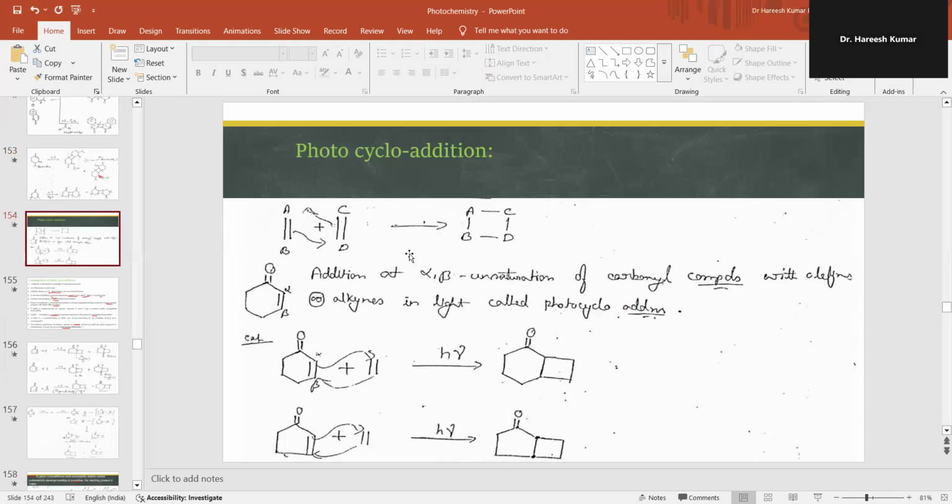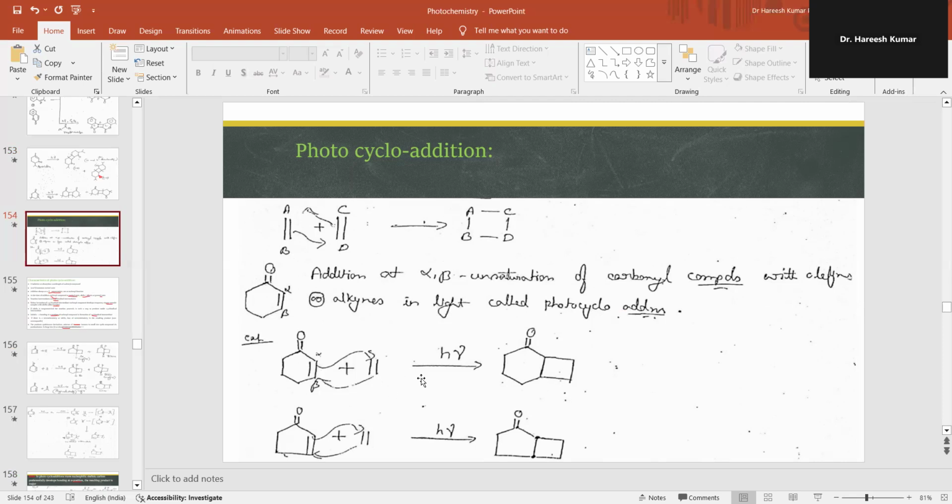So here, photocycloaddition: A double bond B, C double bond D, this is a cycloaddition, that means a 2 pi plus 2 pi cycloaddition forming a cyclobutane. So addition of the alpha beta unsaturation of carbonyl compounds with an alkene or alkyne in the presence of light is called photocycloaddition. The obtained ones are bicyclic compounds.